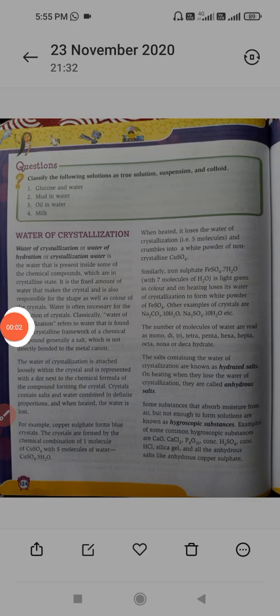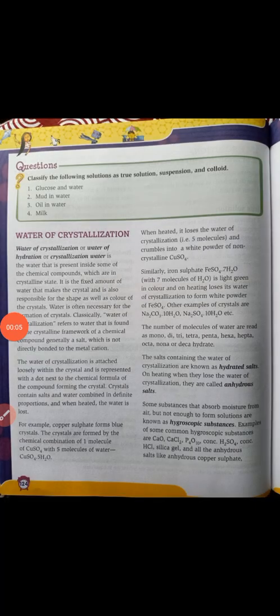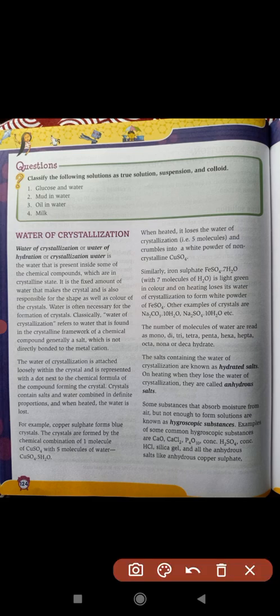Hello dear students. In this video I will explain about water of crystallization. So by the name you can understand, students, water is present inside some chemical compound in a crystalline state. Crystalline state means it's not in the liquid state, but in solid crystalline form.